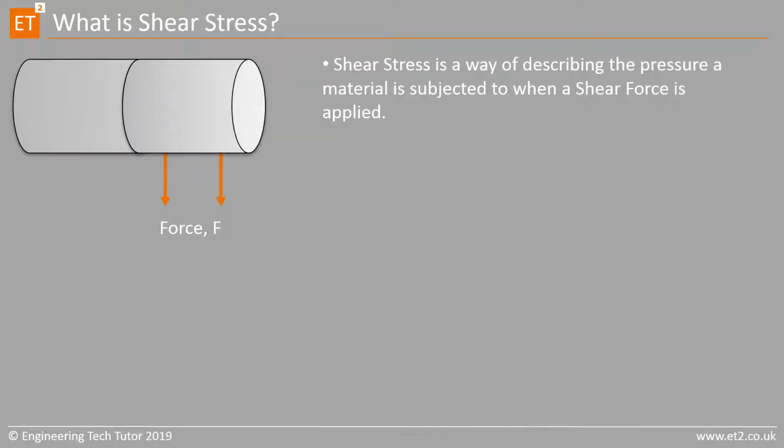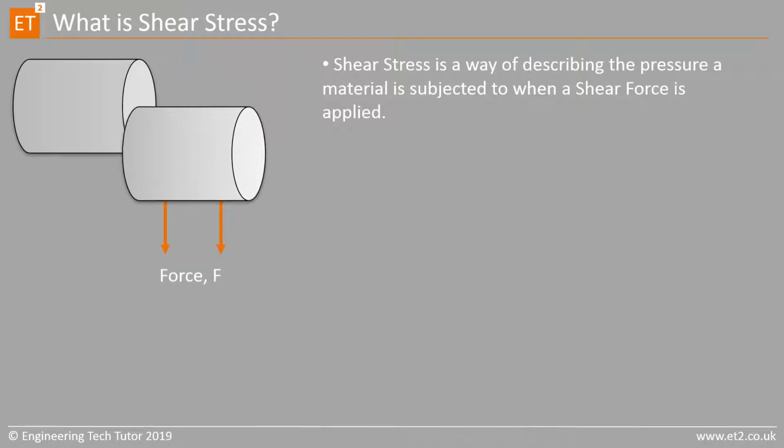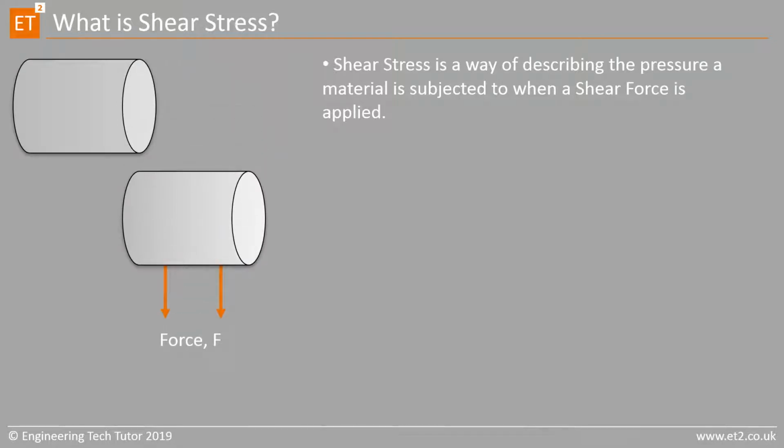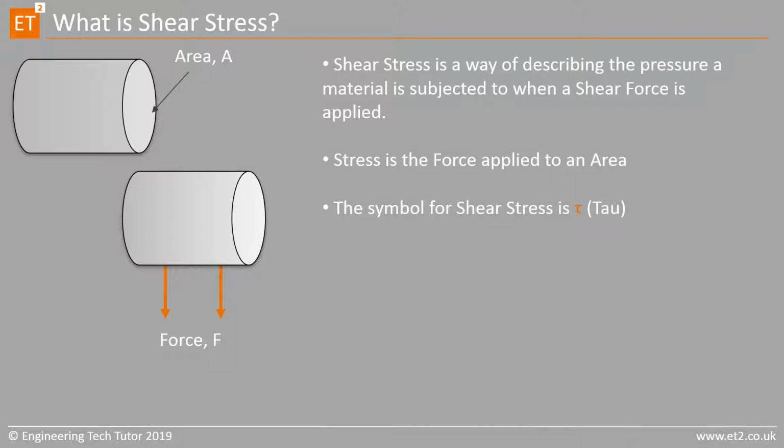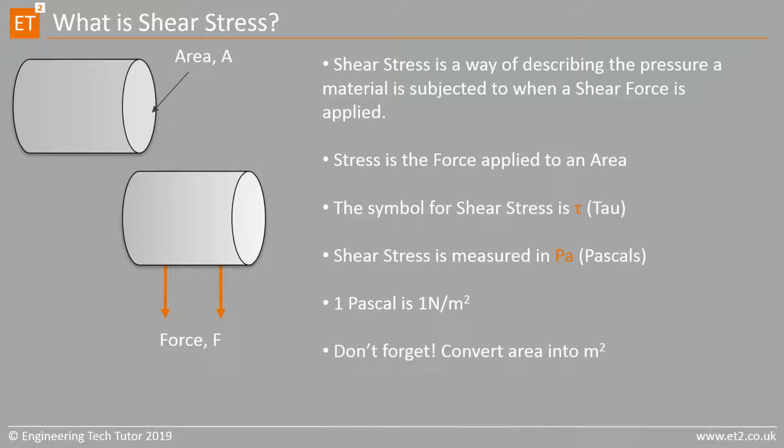Okay, let's apply that shear force onto the bar once again. Now, remember before, stress is force over area. Well, in the case of shear stress, the area is the cross-section of the material. The symbol for shear stress is tau, and shear stress is measured in pascals. Don't forget, 1 pascal is 1 newton per square metre. And if you're ever doing the calculations, as I suggested in the first episode, don't forget to convert your area into square metres. It may be given to you in different units, always be cautious. The equation for shear stress, tau, is force over area.